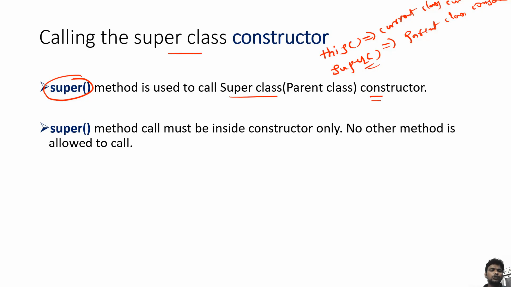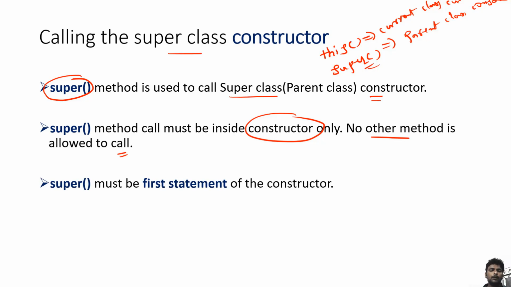So here we have some rules. The super method call must be inside a constructor only. No other method is allowed to call the super method; it must be inside a constructor. By mistake, if you call it in any other method, you will get a compile time error.